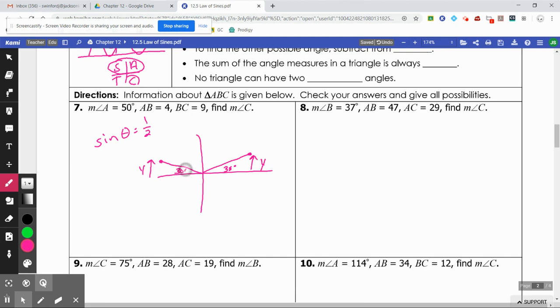It's going to have the exact same reference angle. And to actually find it, if 180 is all the way over to here, we'll take that reference angle away, and that would be a 150-degree angle. So the sine of 30 and the sine of 150 is the exact same thing.